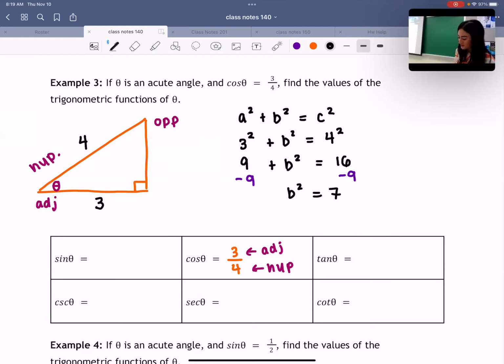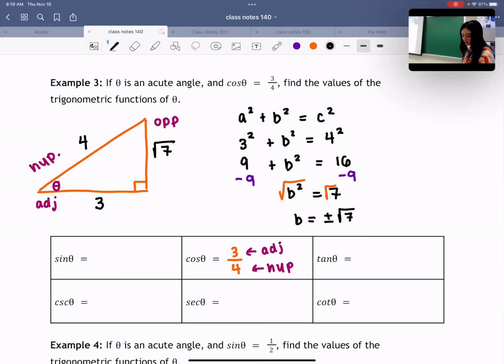Okay, and then how do I get b by itself? Square root both sides. So we got the square root of both sides, and we're left with b equaling plus or minus the square root of 7, right? But we know that the negative one doesn't matter. So I know that because b is square root of 7, the opposite side is the square root of 7. All right. So now we can start constructing what our sine, cosine, tangent are.